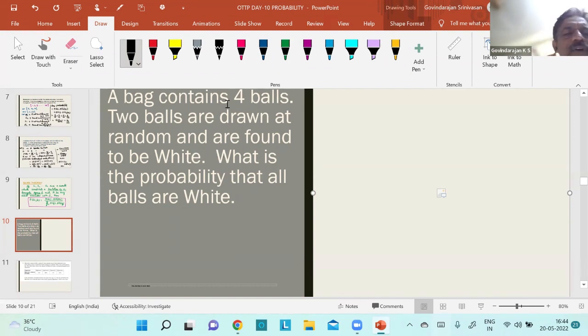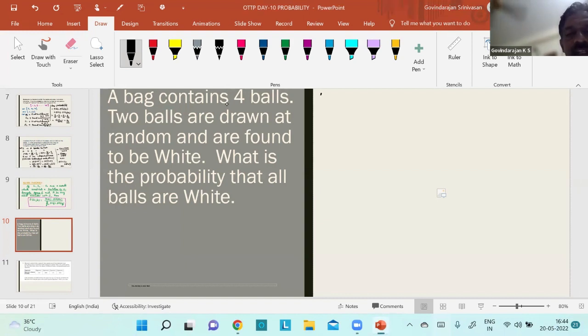A bag contains 4 balls. 2 balls are drawn at random and are found to be white. What is the probability that all the balls are white? So 4 balls in the bag. What are the 4 balls? We don't know. The question is, all the balls are white. What is the probability that all the balls are white? But we don't know what the balls in the bag are. So we may guess that a minimum of 2 balls must be white, because it is given that the 2 balls drawn from the bag are found to be white in color. So a minimum of 2 balls will be white, and the other balls we don't know.